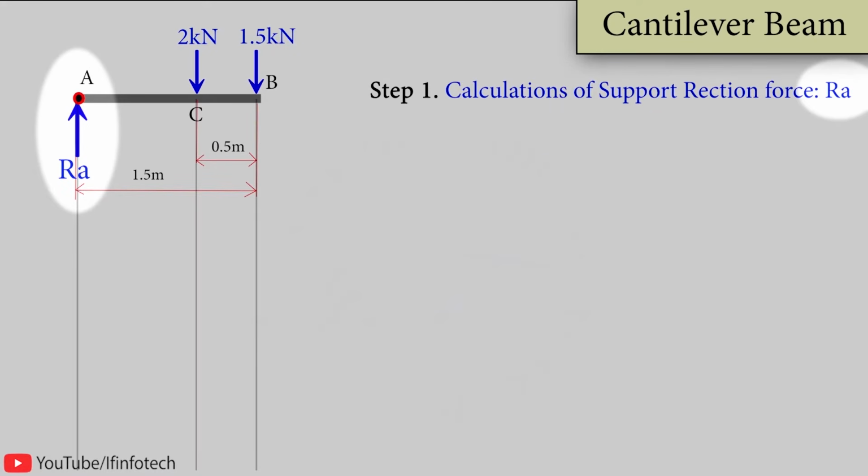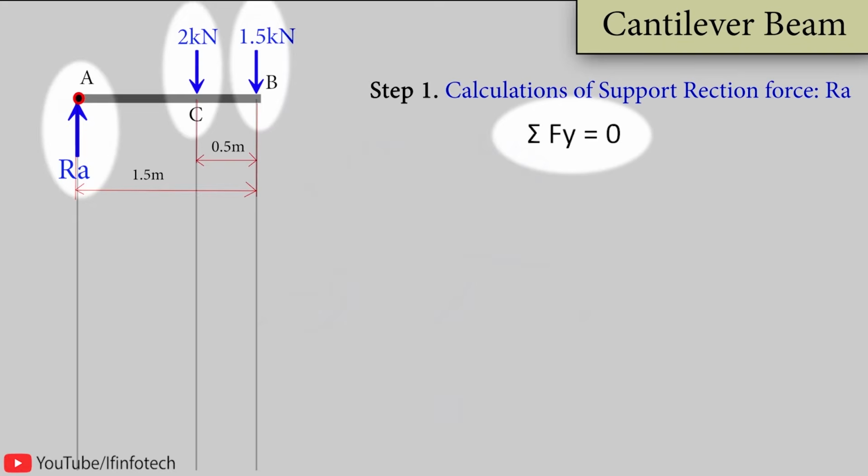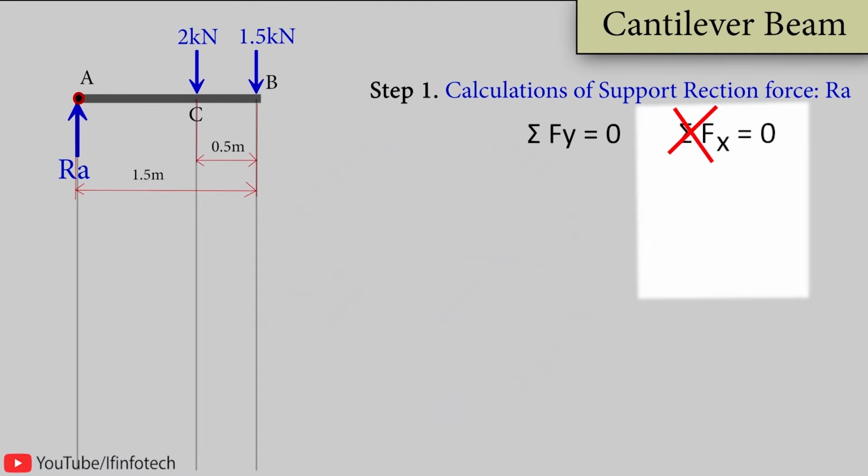While calculating the support reaction, I use condition of equilibrium, and the first condition is summation Fy is equal to 0. That is summation of all vertical forces is equal to 0, where upward forces treated as positive and downward forces treated as negative. Here I am not using summation Fx is equal to 0 because there are no horizontal forces acting on this beam.